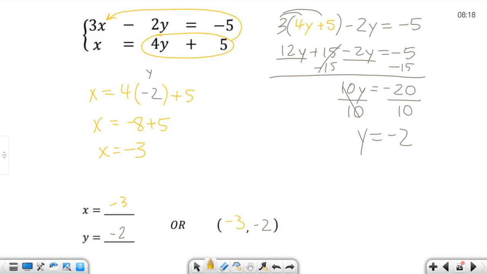So if I check it right there, I'm going to say 3 times negative 3 is negative 9. And then minus 2 times negative 2 is plus 4, right? Negative times negative is positive, 2 times 2 is 4. So negative 9 plus 4 is negative 5. Does that equal negative 5? Check. That works out. So you always, even if it's just a quick mental check, go plug it in the other one and check it to make sure it works out.